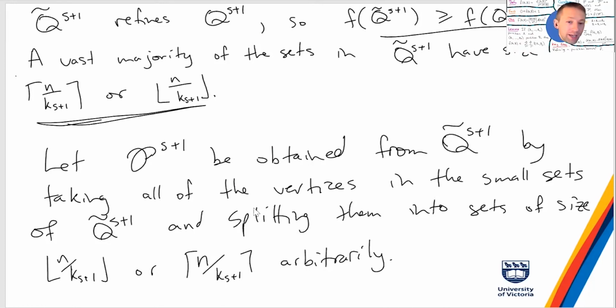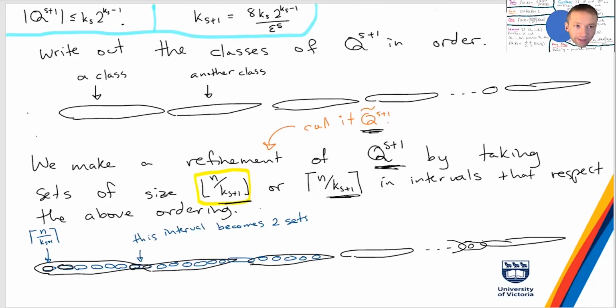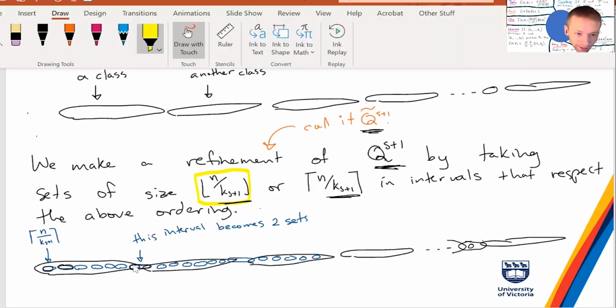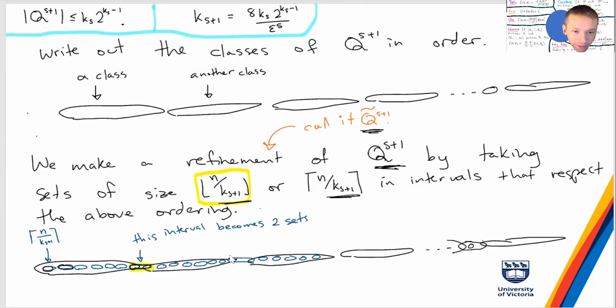Actually, if you think about how many don't have the right size, I think it's at most as many sets as Q had, right? Because the only time you get sets which are the wrong size is when they're actually touching the boundary of 2 sets. And the number of boundaries here is like how many sets were in QS plus 1, minus 1 or something. Each of those corresponds to possibly 2 bad sets or something. So the number of small sets you have which are not the right size is kind of small.